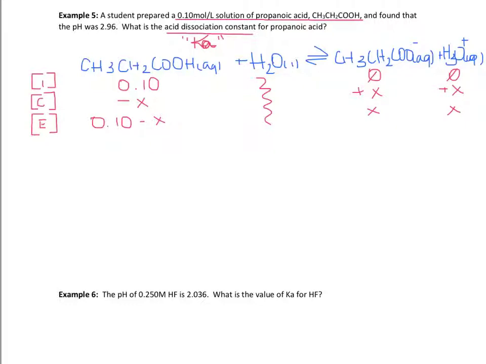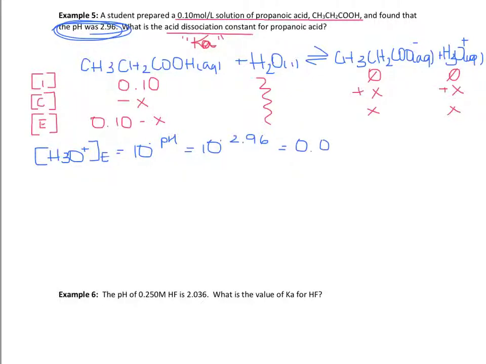Once you have your ice table set up, you go back to the question for the extra piece of information. And in this question, we were told that the pH was 2.96. So you ask yourself, what can you find using pH? Using pH, you can find the hydronium ion concentration at equilibrium. It's 10 to the negative pH, so that would be 10 to the negative 2.96. Notice that the pH has 2 decimal places, so our answer should have 2 significant figures. And that would be 0.0011 molar. Again, this is the equilibrium concentration of the hydronium ion.